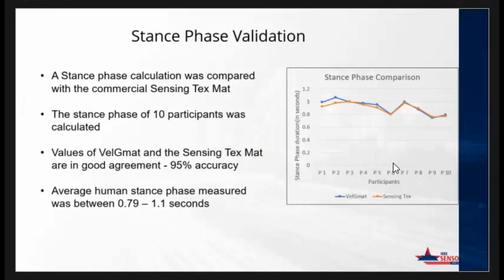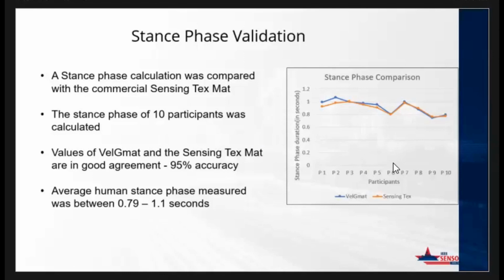We validated it against a commercial mat costing around $1,500 with the same size. Sensing Tex is a company which sells a mat. We don't know what material they use, and our mat cost $50. Of course, we didn't add the cost of software, which can be added when it goes commercial. But there's a huge difference between those two costs, and we are able to get the same results when we validate against that, around 95% accuracy.